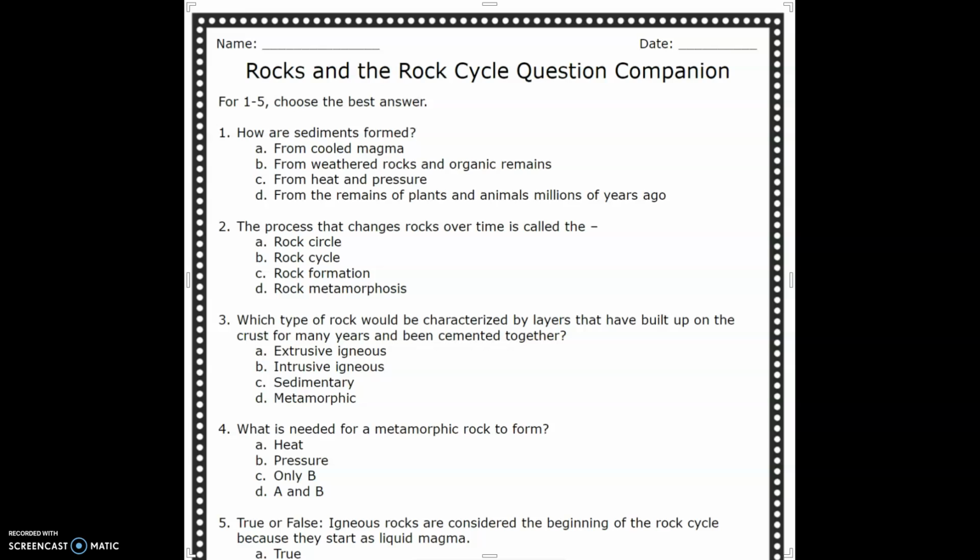Number 2, the process that changes rocks over time is called: A, rock circle, B, rock cycle, C, rock formation, or D, rock metamorphosis?